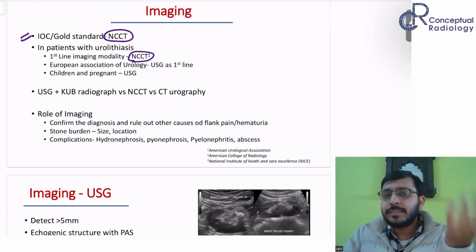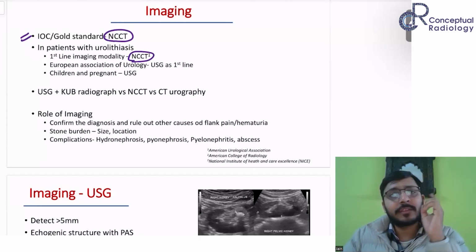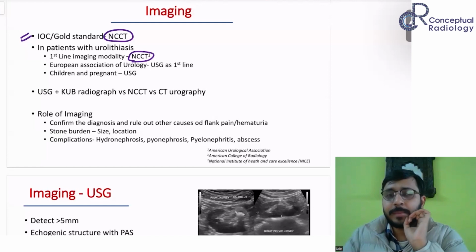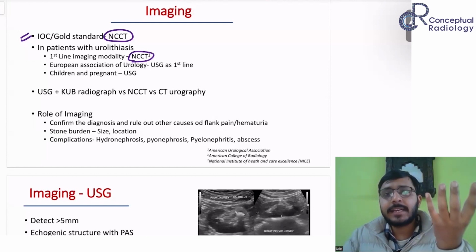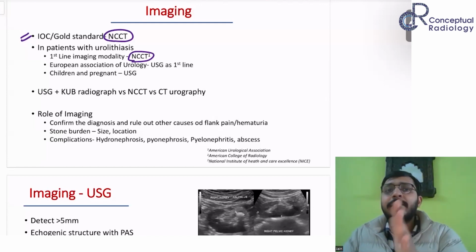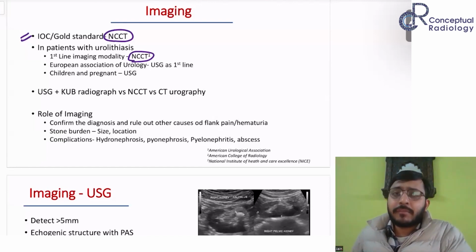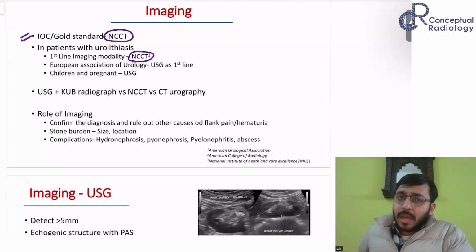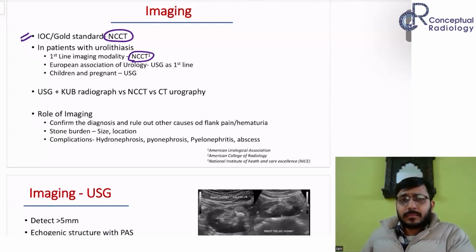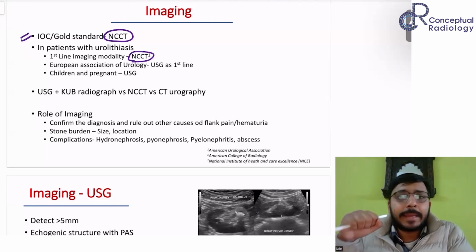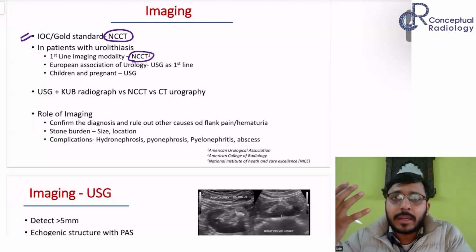Okay? Now, you will say, sir, in our PG preparation times, we learned that ultrasound is the first line of imaging. But AUA says that NCCT is the first imaging modality when you're suspecting a renal colic. For example, a patient came with a typical pain in the flank radiating to the groin, and you suspect it is a colicky pain. So you're suspecting a renal or a ureteric colic. You have to order an NCCT first.